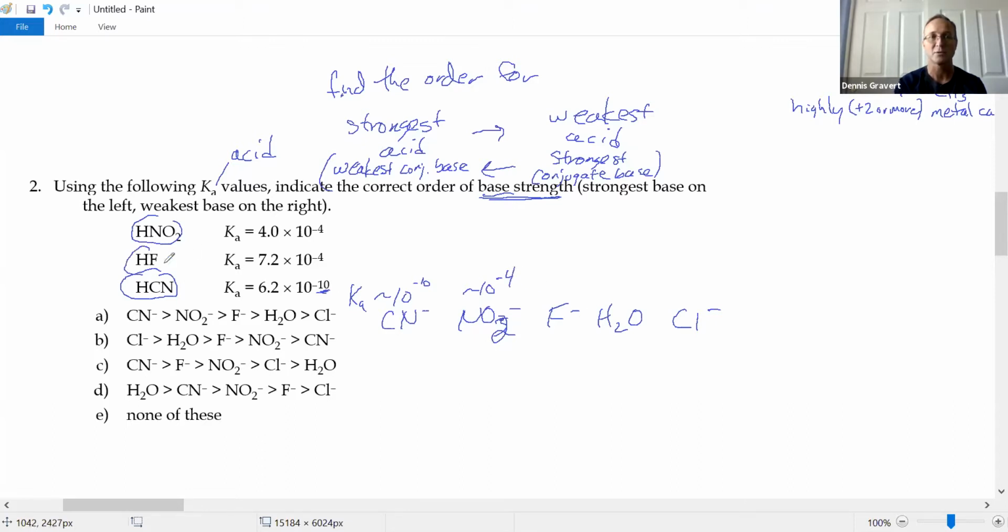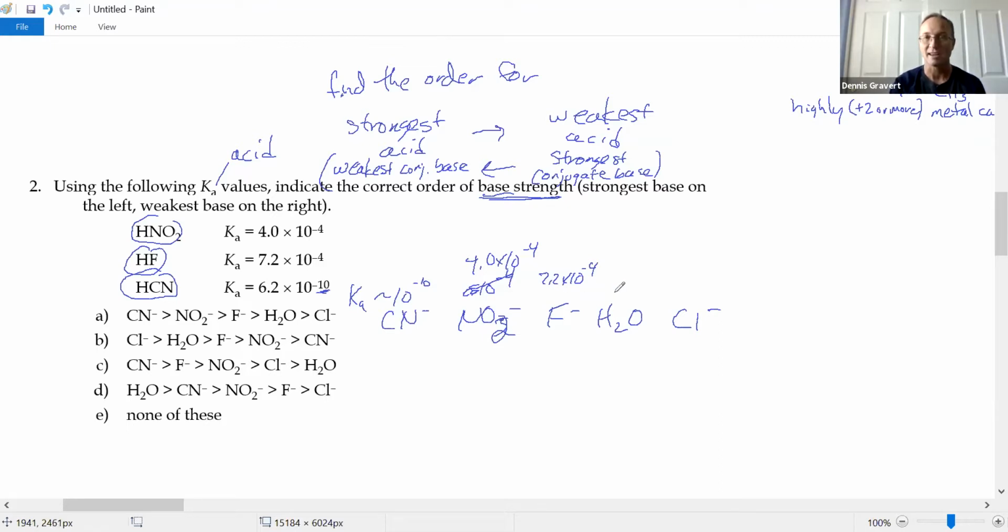Fluoride is HF. Ooh, it's right here, 10 to the minus 4. Ooh, so I better not approximate. I need to go 4 times 10 to the minus 4 and 7.2 times 10 to the minus 4 and ask which one's larger? The 7 times 10 to the minus 4. And of these three then, this one has the largest Ka. That makes it the strongest acid. Right? The bigger the Ka, the more acidic it is.